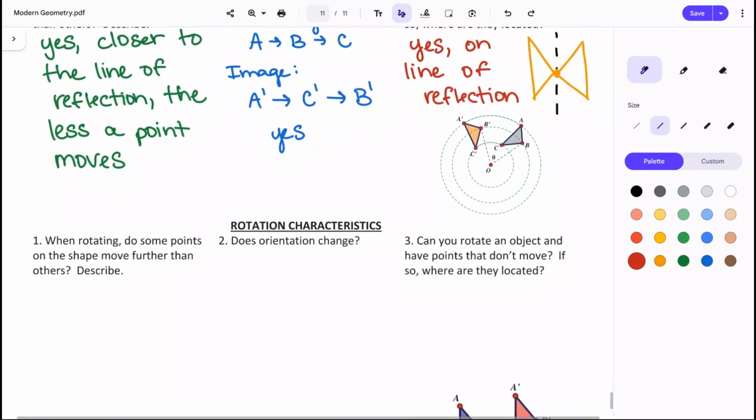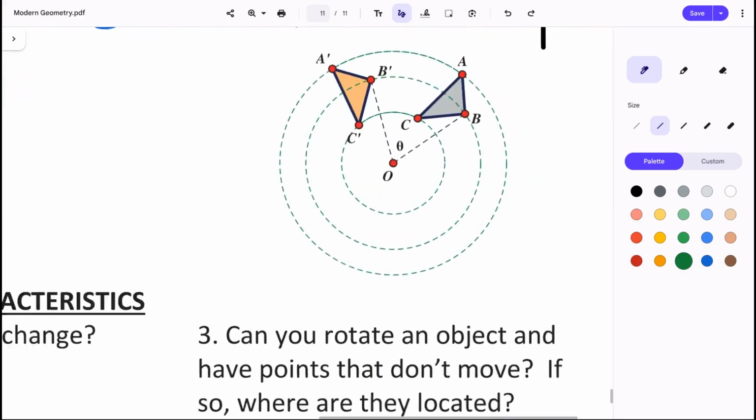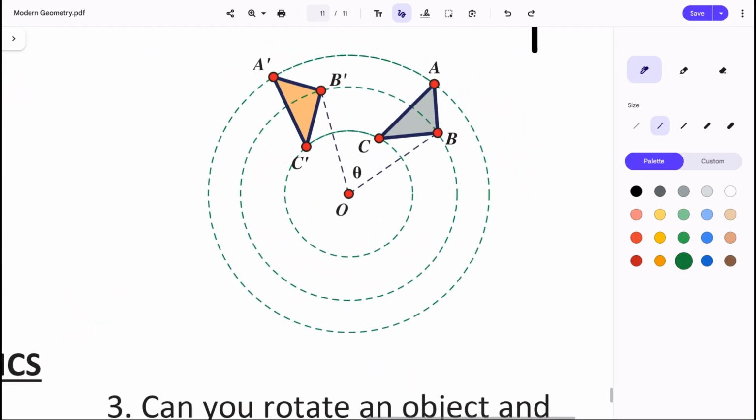And they're going to ask us the same three questions here. So starting with question number 1, when rotating, do some points on the shape move further than others? So think about this picture up here. I'm going to go back in on it for a second. This point here in the center, like where they have that O, that's called the center of rotation. Okay, so that's the point that they're rotating around. So they took ABC and they moved it all in relation to that point O down there.